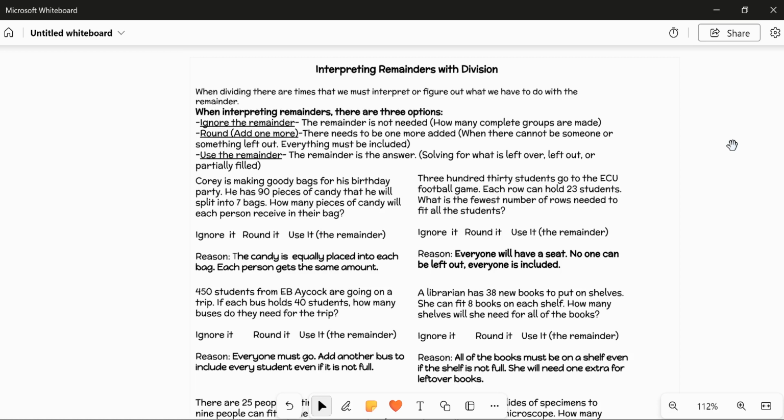First, you can ignore the remainder. That means that the remainder is not necessary or needed. It's not a part of the answer that we actually need. They want to focus on how many complete groups there are.